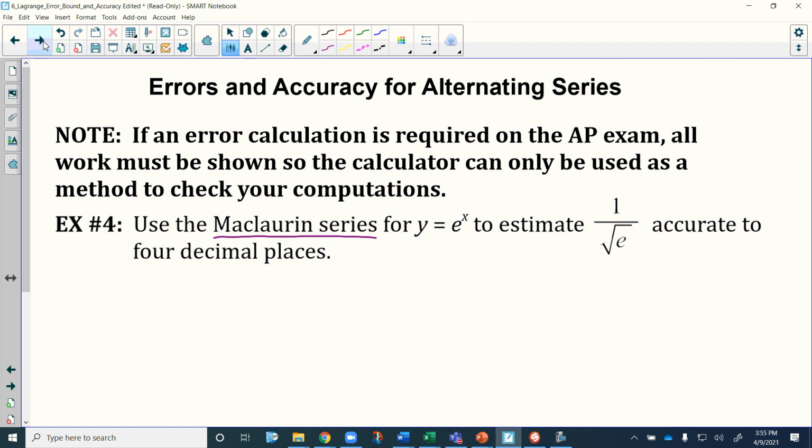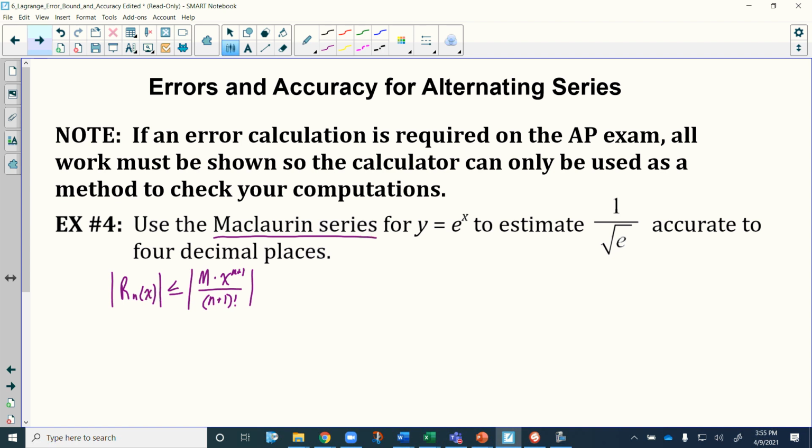Okay, so we understand that for a Maclaurin series, the remainder has to be less than or equal to the absolute value of the maximum times x to the n plus 1 power over n plus 1 factorial. So in this case, because it's just Maclaurin, we're looking for the error. We have to have something that's going to be less than 4 decimal places.